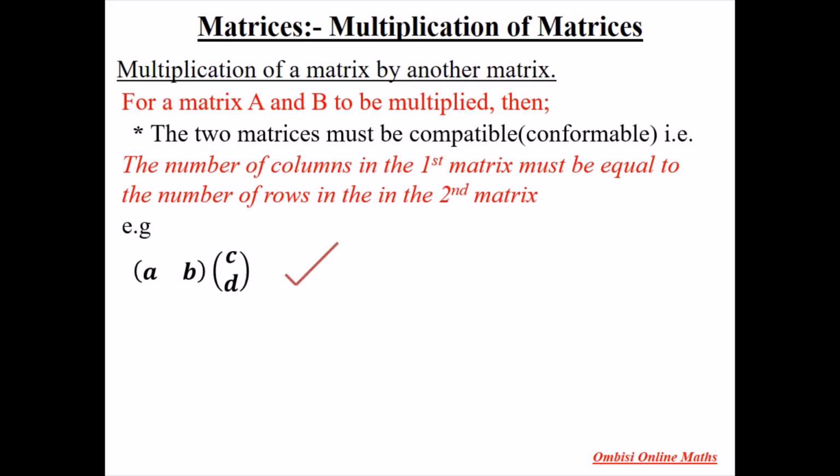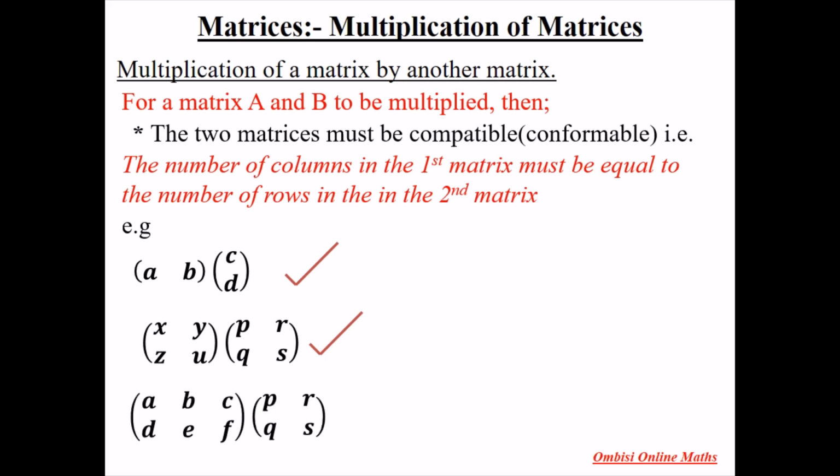Look at the second example, XYZU. It is being multiplied with PRQS. This one also, the first matrix has two columns. The second matrix has two rows. So this one also can be multiplyable. Let us look at the third one, ABCDE.